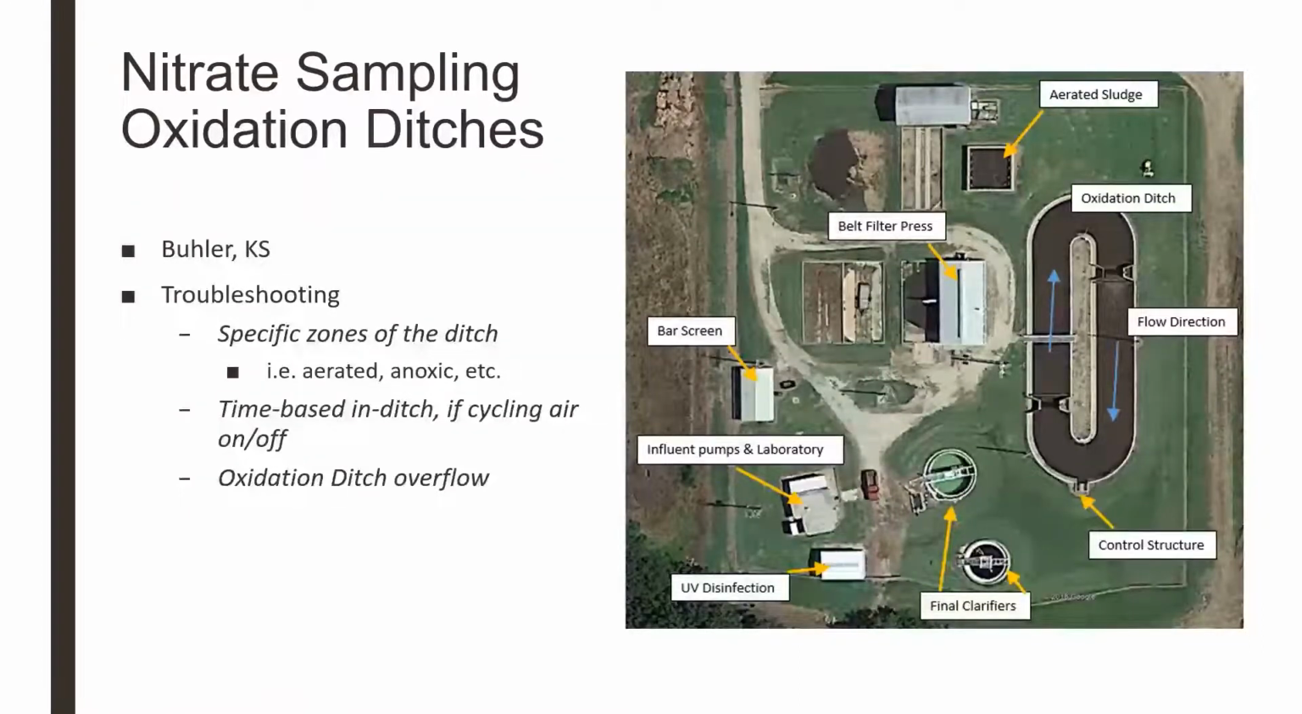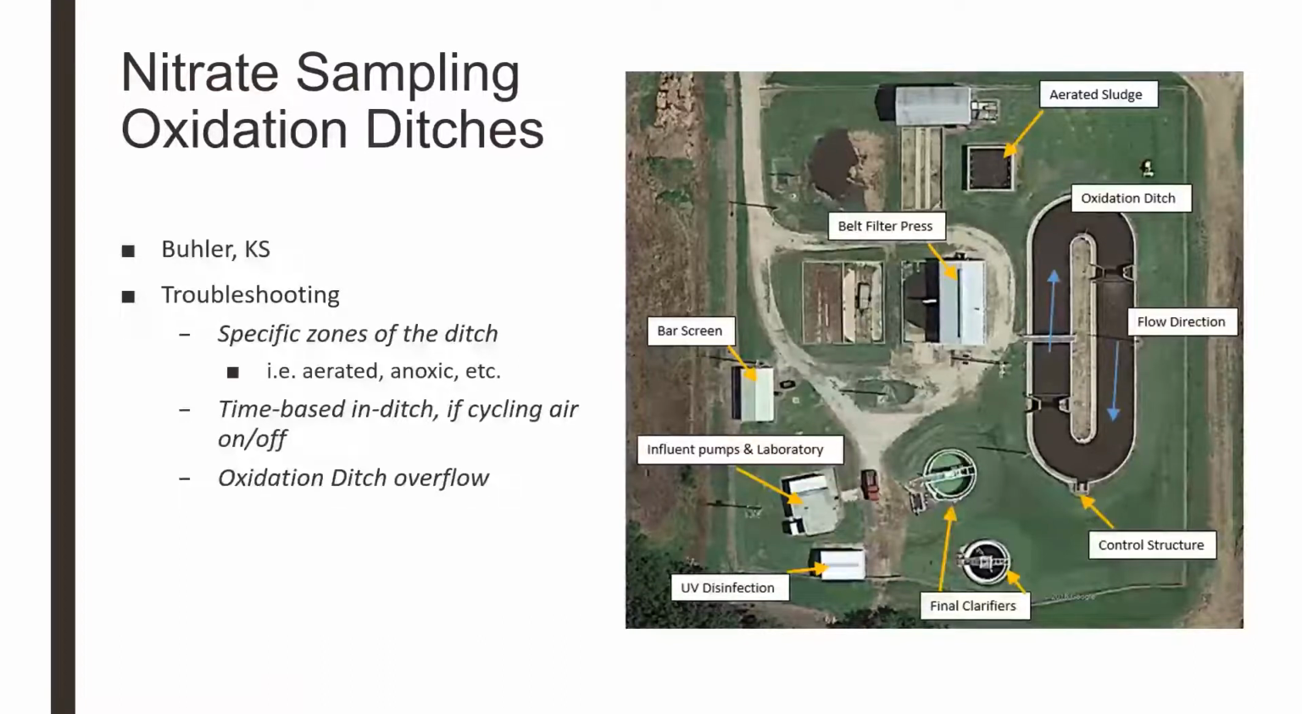And then you would also want to sample at the lower oxygen levels of the ditch in the anoxic zones, or some plants are even able to run anaerobic zones in these single ditches for the presence of nitrates to figure out how your ditch is performing, because it's basically not uniform throughout it.